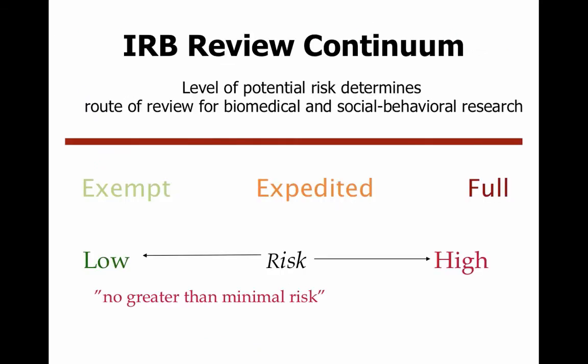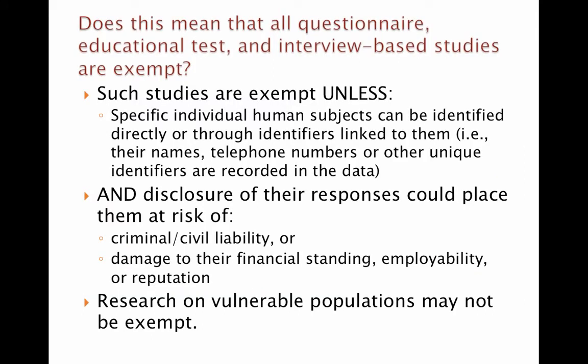There is a continuum of different IRB reviews based on the level of potential risk. Low-risk studies could go, depending on the category, either through the exempt or expedited route. One question: does this mean that all questionnaire, educational tests, and interview-based studies are exempt? No. Such studies are exempt unless specific individual subjects can be identified directly or through identifiers linked to them, and disclosure of their responses could place them at risk of criminal or civil liability, or damage to their financial standing, employability, or reputation. Also, exempt research cannot be classified as such if it involves vulnerable populations.